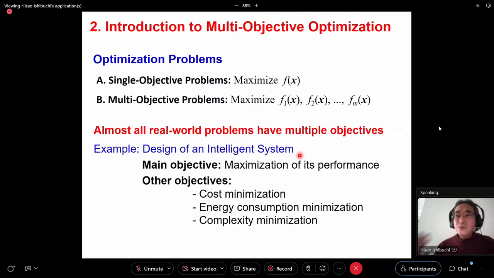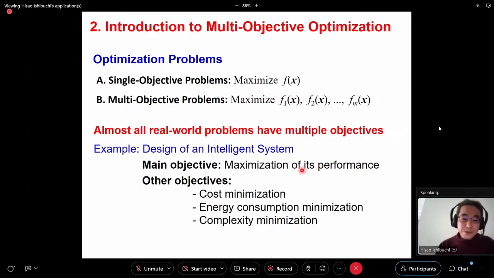But in all areas, your task, your job is to design an intelligent system. In this case, the main objective is the maximization of its performance. Performance maximization is usually the main objective, even for the design of cars, ships, bridges, or buildings. Even in those cases, the main objective is performance maximization.